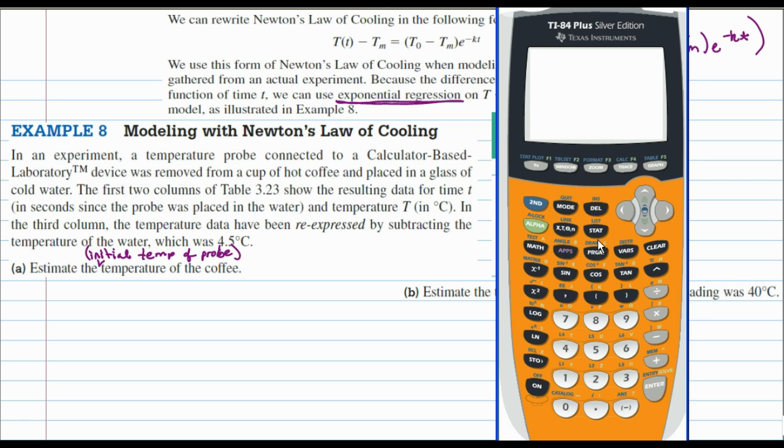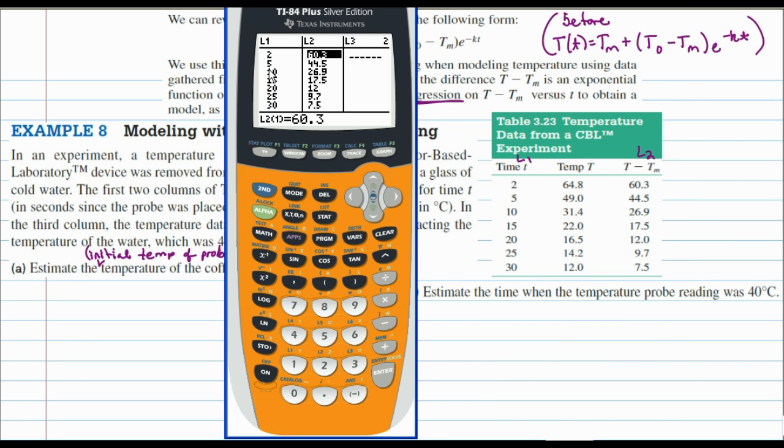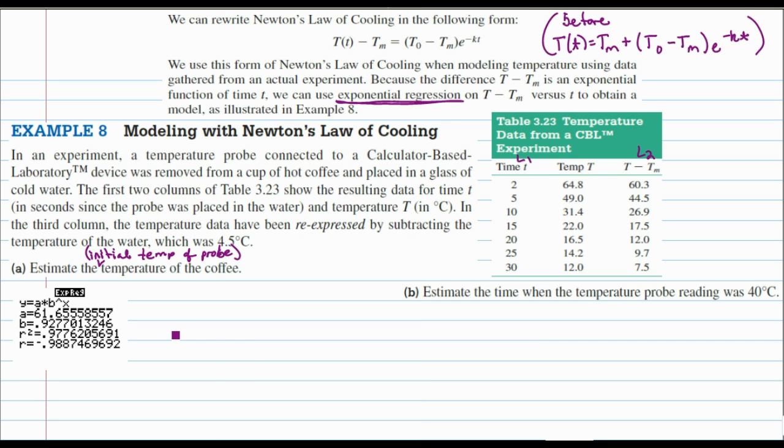So as I said, in L1 I put my time t. In L2, I put capital T minus T sub m. So now I can create an exponential regression. I'm going to make sure my regression equation is stored into y1. And then I'm going to calculate. So this is the regression equation I get. Y equals a, so 66 times b, so 0.93 to the x.